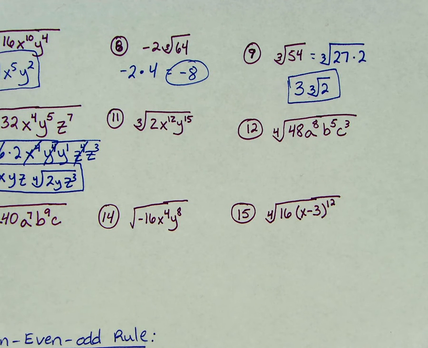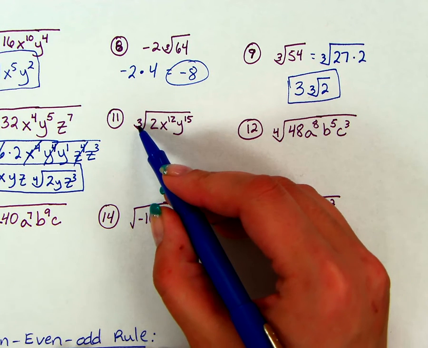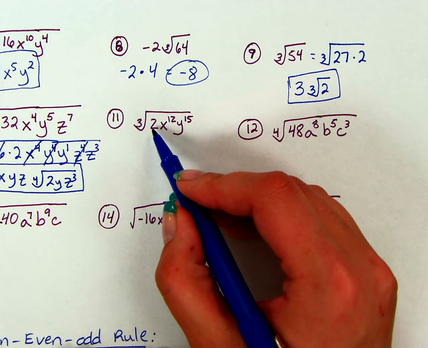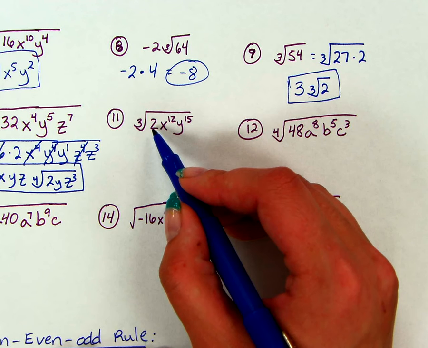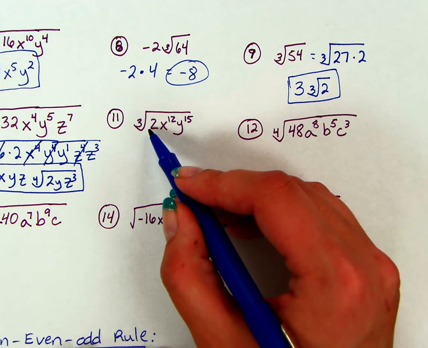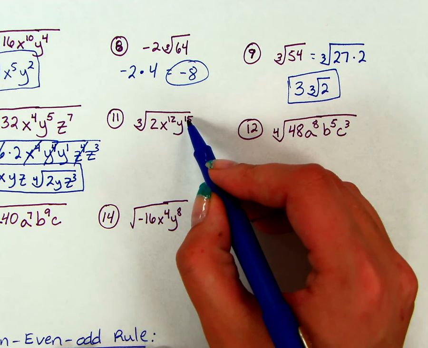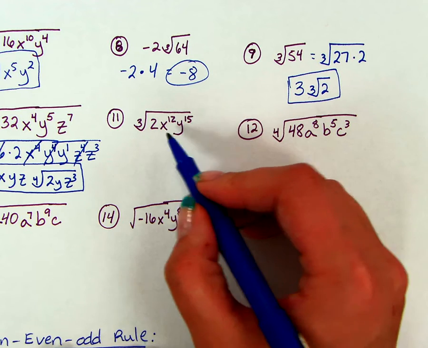Right, so again, we're just simplifying using our exponent rules and the rules for simplifying radicals. Okay, so this time we're doing a cubed root. 2 is not a perfect cube, and we can't divide a cube into it, so there's no way to simplify this. But both 12 and 15 are divisible by 3, so those we're going to be able to simplify.